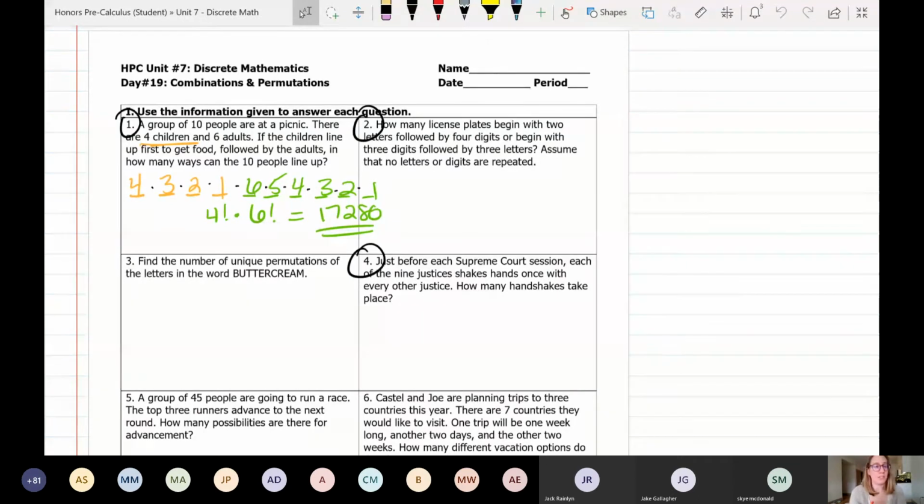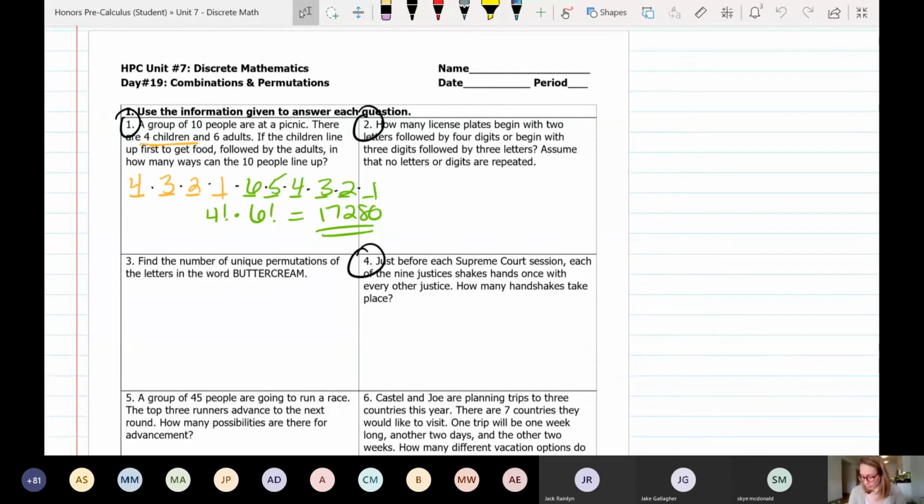If you wanted to do this with combinations or permutations, you would think of it like this. First off, does the order that they line up matter? Yes, because it wants to know how many ways the 10 people can line up. Anytime it's how many different ways or arrangements, that means order matters. Susie lining up first is different than Susie lining up second. So order matters here, and this would be a permutation problem.